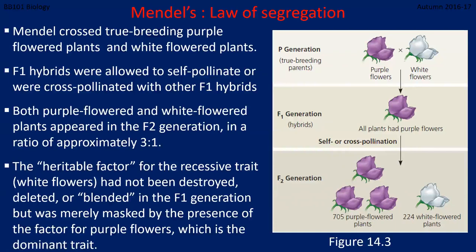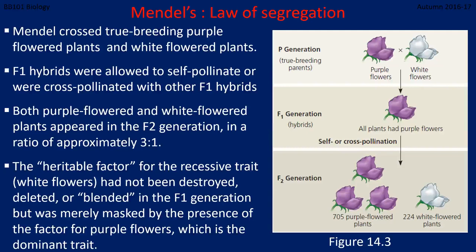And from this, what did he think? That there are some heritable factors, and some traits are recessive, that is, not being expressed, and some traits are dominant. And if there is a combination of dominant and recessive traits within the gamete, then only the dominant trait is expressed. Which is a really good observation.